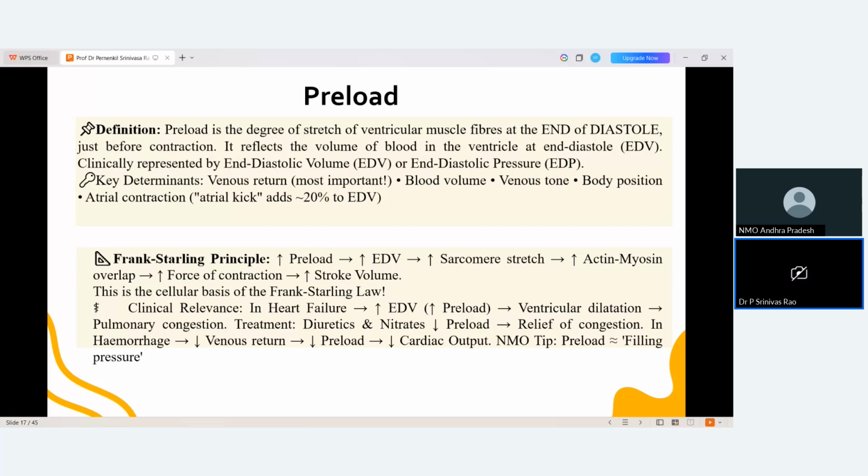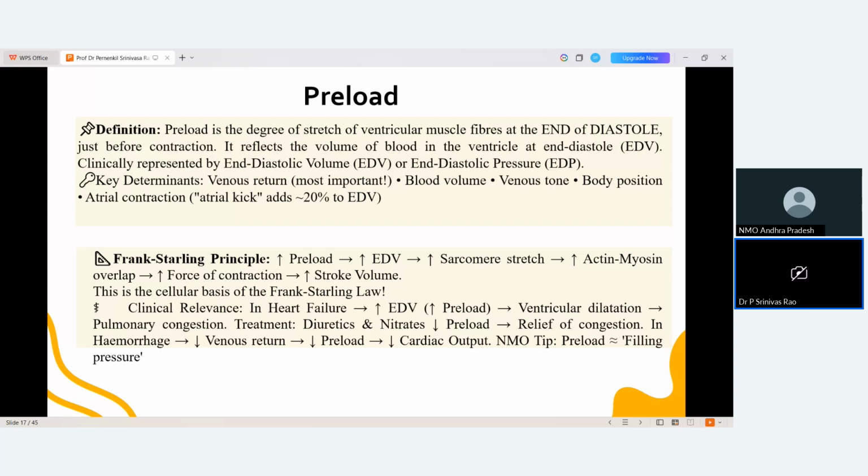So preload is because of what? Venous return, blood volume, venous tone, body position, atrial contraction. I think you all know how the atria contract in the end. 20% of the end diastolic volume is from the atria. That's why this will not happen in atrial fibrillation. What is atrial fibrillation? The atria will not be contracting properly. It will be fibrillating. That means it will be only shivering.